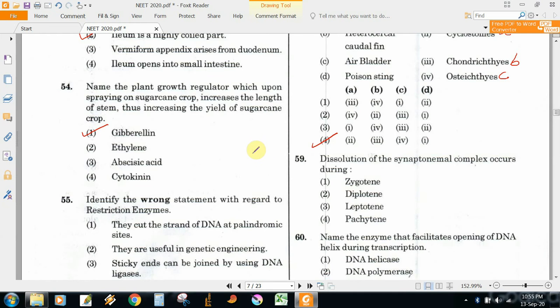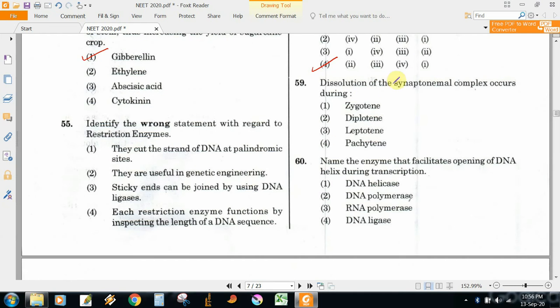So, next question we are having, dissolution of synaptonemal complex occurs during zygotene, diplotene, leptotene, pachytene. It is diplotene, right? So, it's in the diplotene when the synaptonemal complex completely dissolves. Pachytene is the stage when it mainly forms, right?